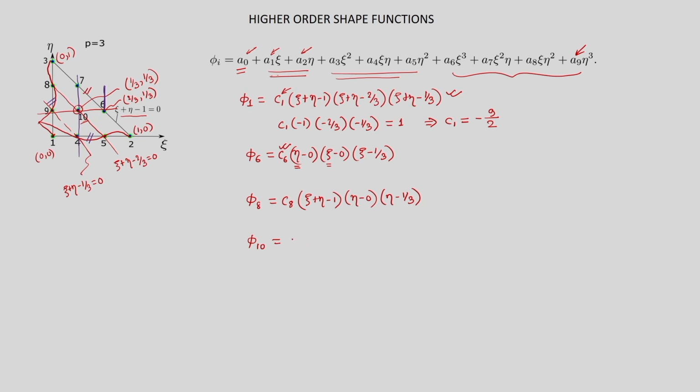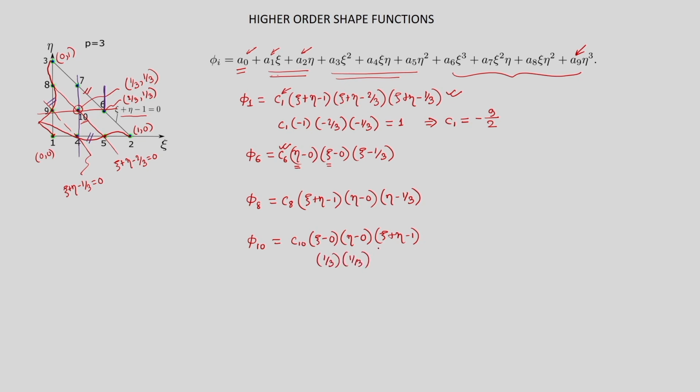So, that makes it C10 times xi, eta, and xi plus eta minus 1, that is xi equal to 0, eta equal to 0, and xi plus eta minus 1 equal to 0. So, along these 3 straight lines it has to be 0. Their product times C10 gives us phi 10. To calculate phi 10, we will put xi equal to 1 by 3, eta equal to 1 by 3.